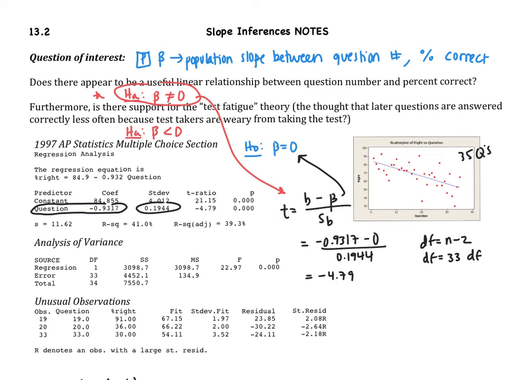So what we would do then is we have a two-tailed test. So we would find the probability that t is less than or equal to negative 4.79, but then multiply by 2, so it's a two-tailed test. And if you trust me, I'll tell you it's about 0. How would you calculate that in the calculator? TCDF? TCDF?